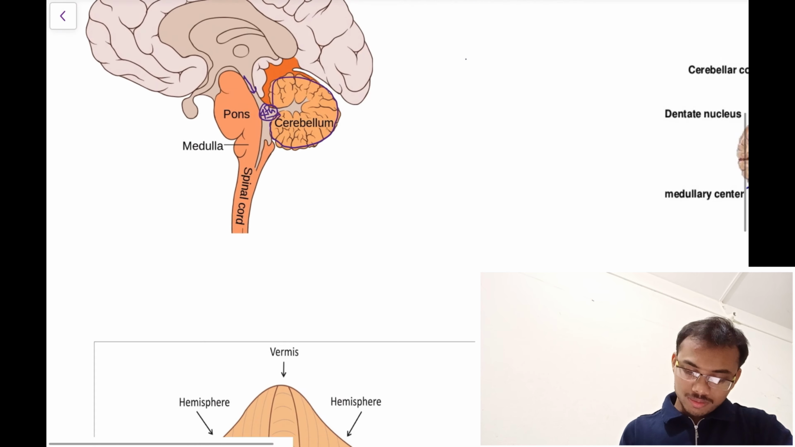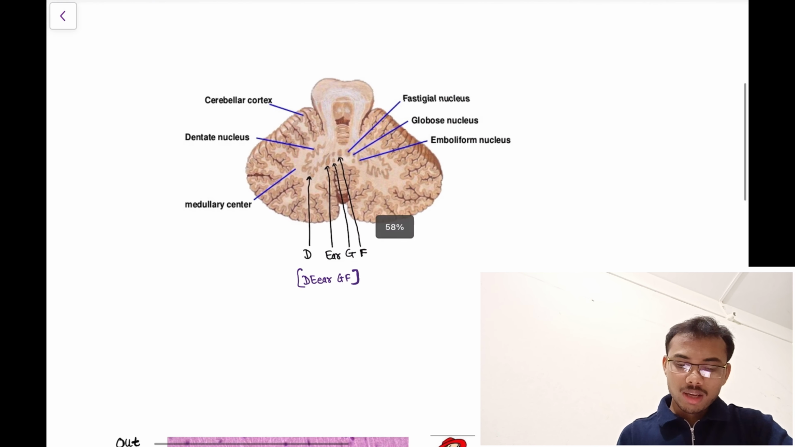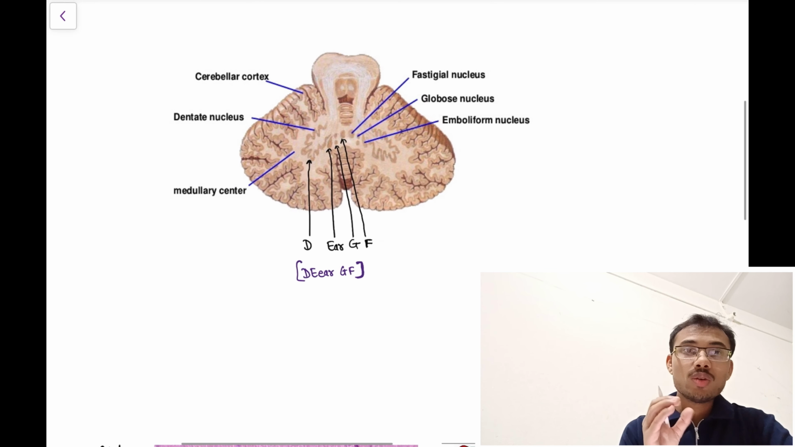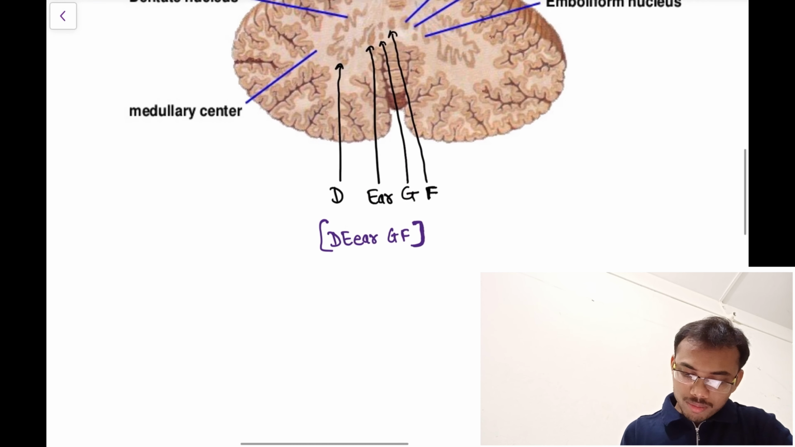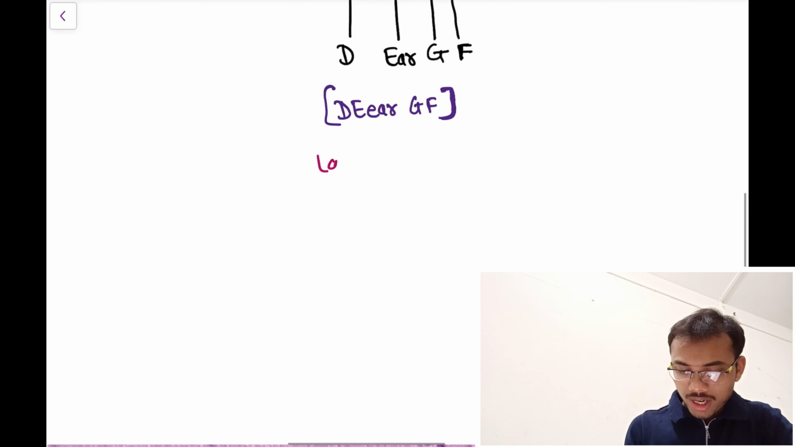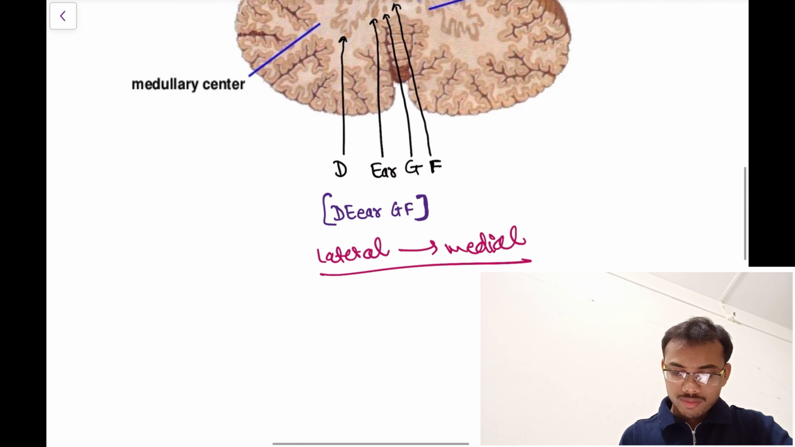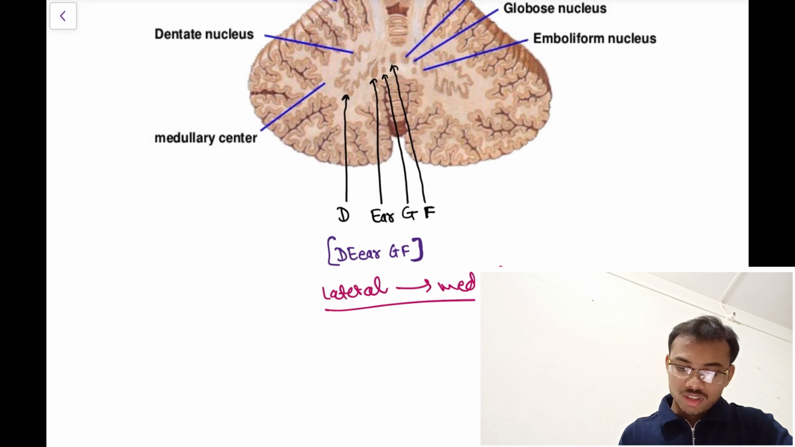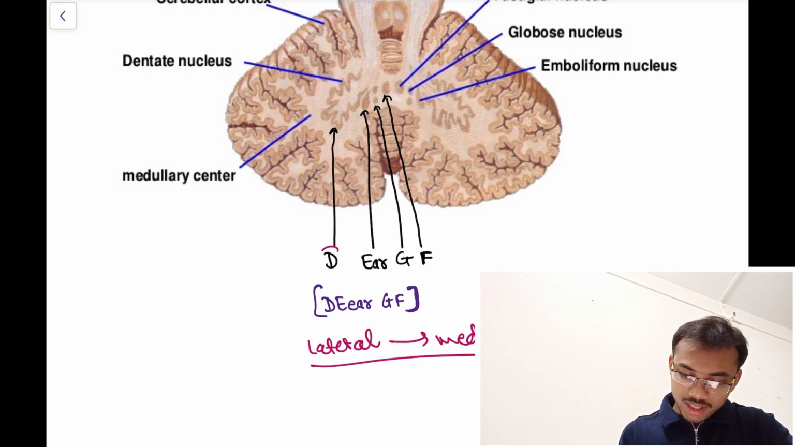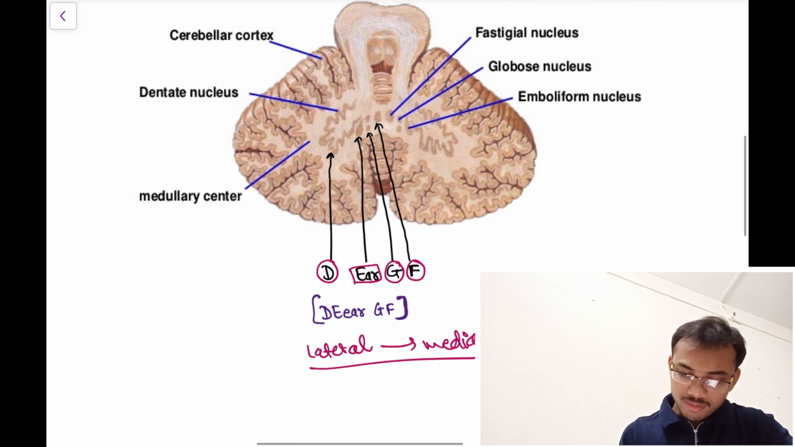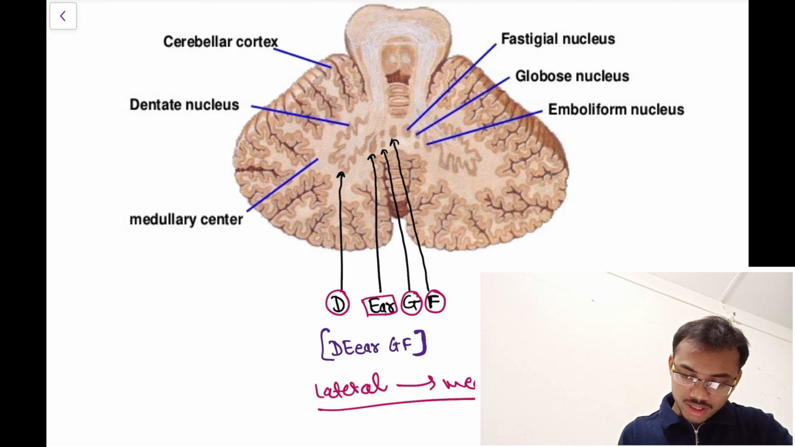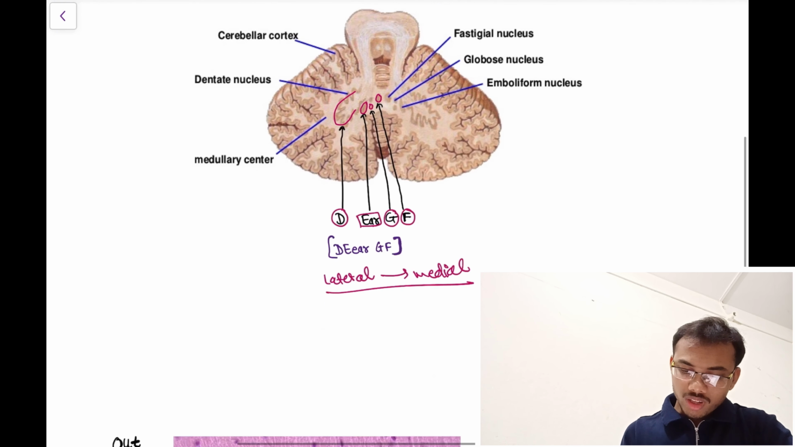Okay, next, now we will learn about the nuclei of the cerebellum. So what are the nuclei of the cerebellum? There are four nuclei, and from lateral to medial our mnemonic is DEGF. So here from lateral to medial these are D for dentate, E for emboliform, G for globus, and F for fastigial. So these are the nuclei. This is the dentate, this is the emboliform, this is the globus, and this one is the fastigial, the center part.